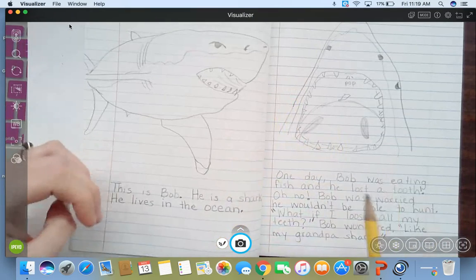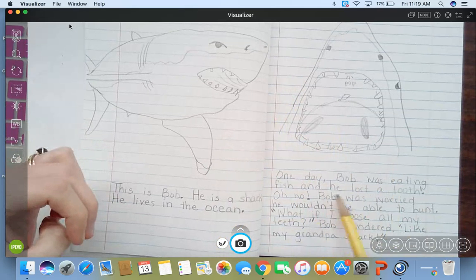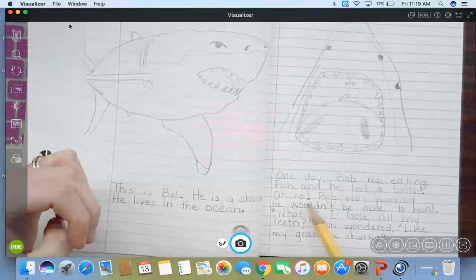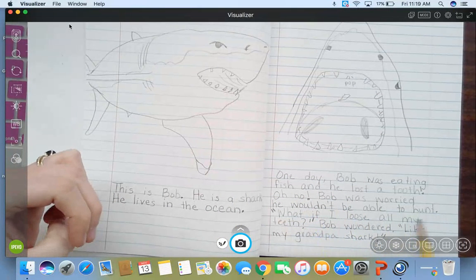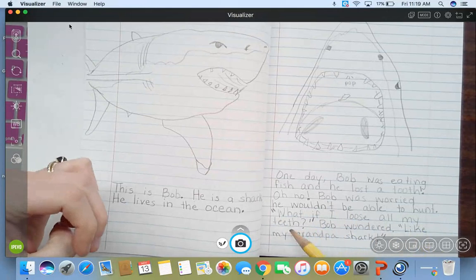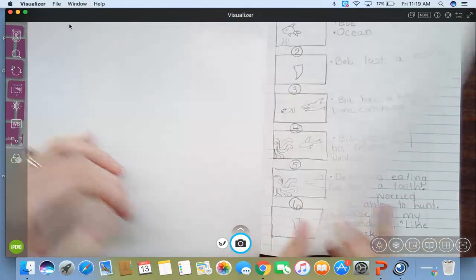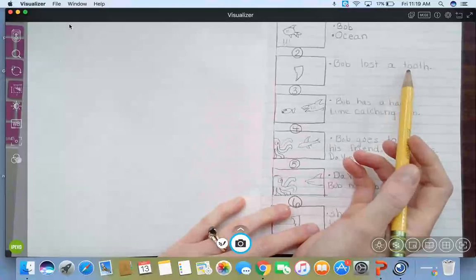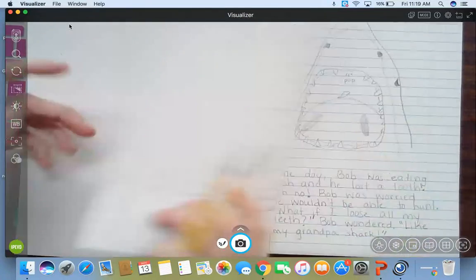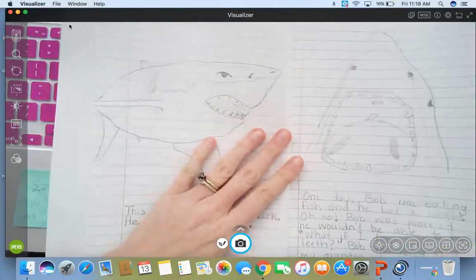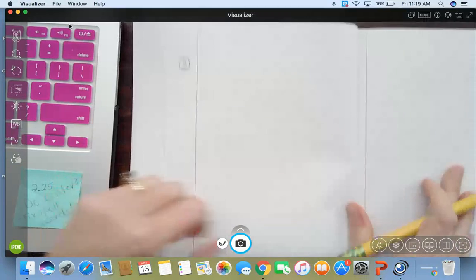My second page. One day, Bob was eating fish and he lost a tooth. Oh no, Bob was worried he wouldn't be able to hunt. What if I lose all my teeth? Bob wondered, like my grandpa shark. So on page 2, I wanted to show his problem. So page 3, we're going to write about how he has a hard time catching fish. So there's page 2. I turn it.